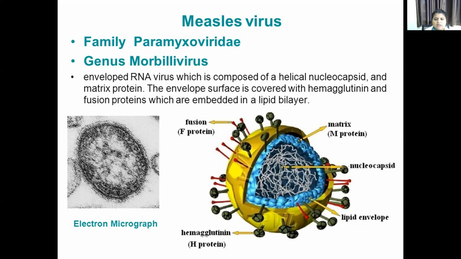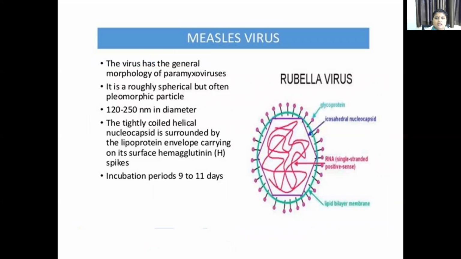If you see the structure of this measles virus, as usual, it contains M protein and fusion protein, single stranded RNA enclosed in a capsid, enclosed by a lipoprotein envelope. It contains hemagglutinin spike and fusion protein, and measures about 122 to 250 nanometers in size.